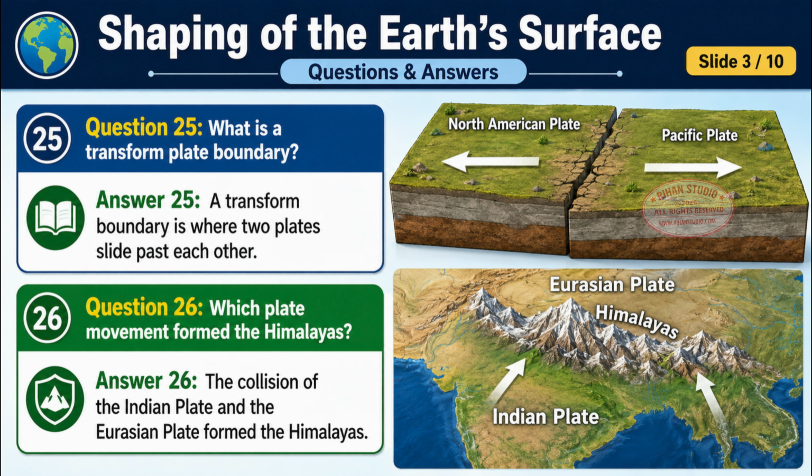Question 25. What is a transform plate boundary? Answer 25. A transform boundary is where two plates slide past each other. Question 26. Which plate movement formed the Himalayas? Answer 26. The collision of the Indian plate and the Eurasian plate formed the Himalayas.